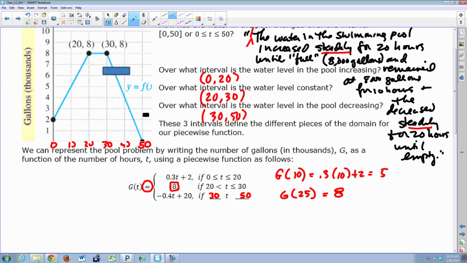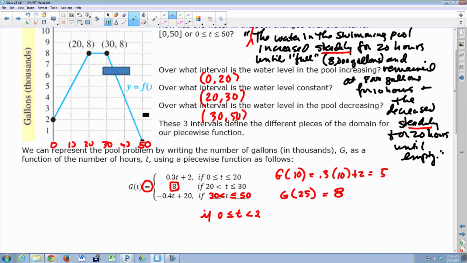Now, how do we write the inequality? 30 is less than T, notice, and then T is less than or equal to 50. Okay. Now this was arbitrary, folks. I could have done this. I could have defined it like all of my domains like this.